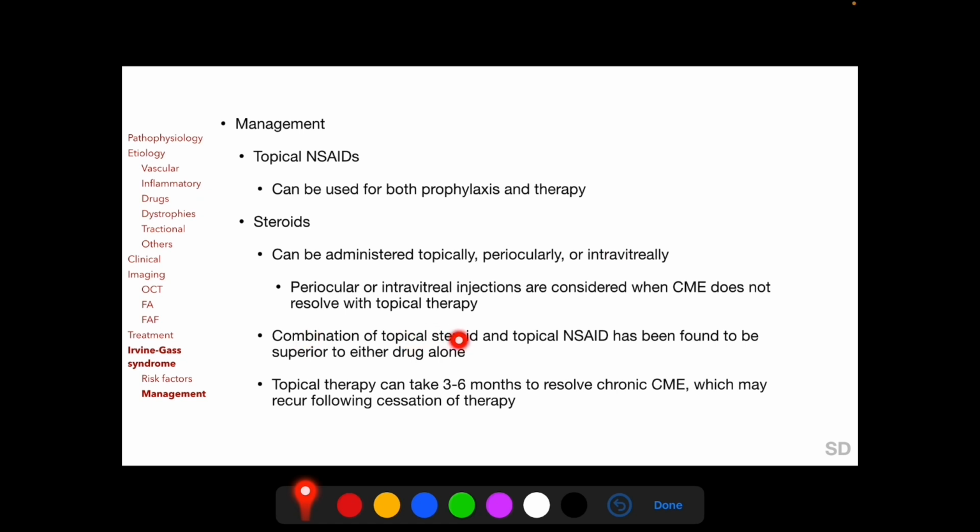Combination of topical steroid and topical NSAID has been found to be superior to either drug alone, and this is important to remember. And topical therapy can take 3 to 6 months to resolve chronic CME, which may recur following cessation of therapy. And when CME does not resolve with topical therapy, periocular or intravitreal injections are considered.